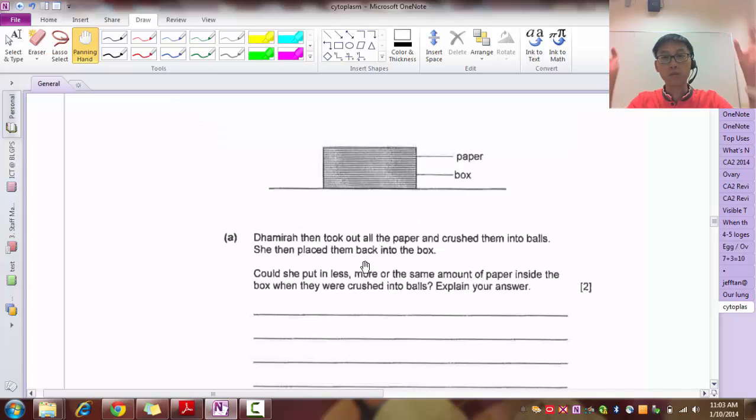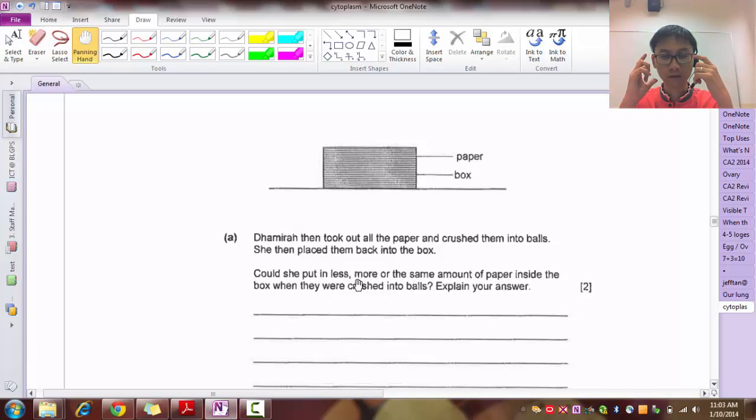She then took out all the paper and crushed them into balls, and then she placed them back into the box. Could she put in less, more, or the same amount of paper inside the box when they were crushed into balls? Explain your answer.